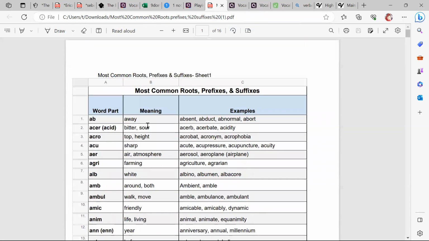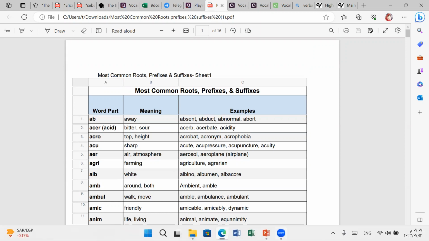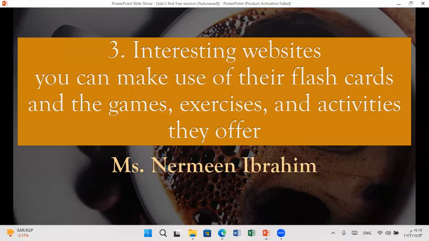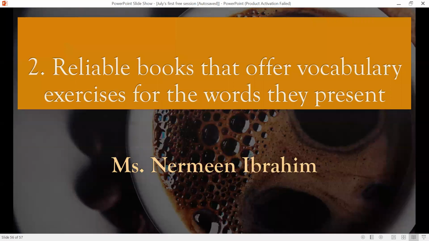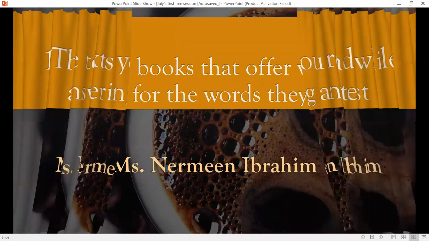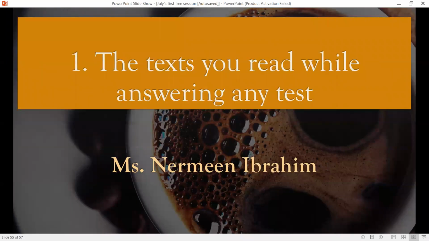This list is the only list that I will recommend. Any other lists I will recommend to be of your own creation, based on the different resources I listed here: the interesting websites, the books that you read, the tests that you answer.